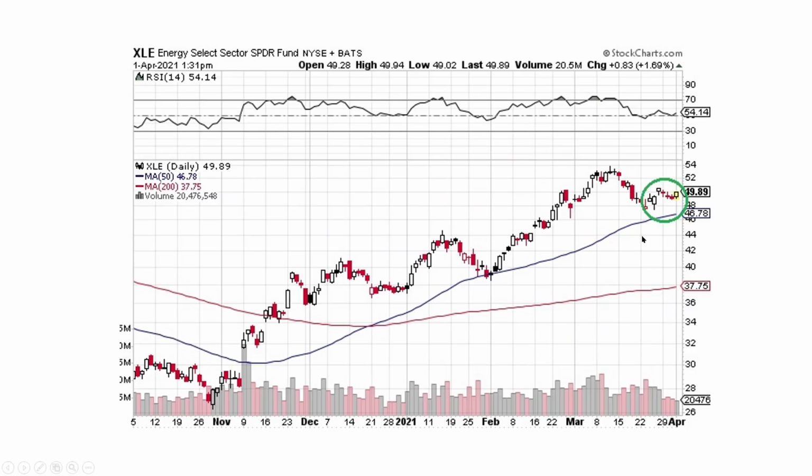Here's XLE. Again, I'm going to show you what I see different. We're coming up, and then we hit a top here. We came back down. And right here, this bullish engulfing day, this one that engulfs this one, it popped up. Three little small down days.